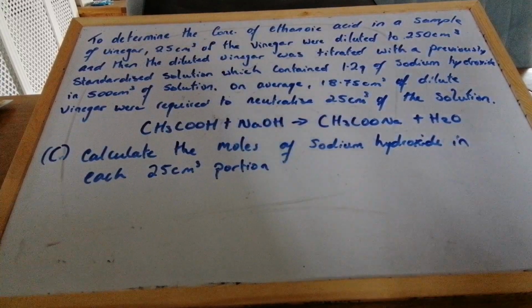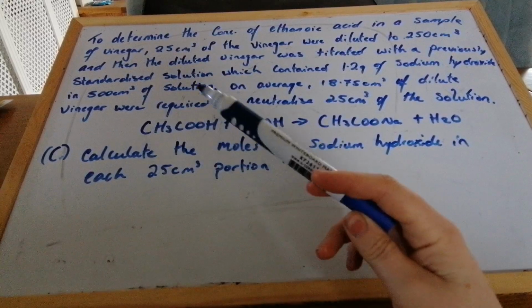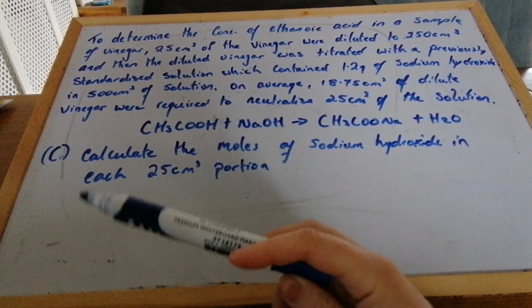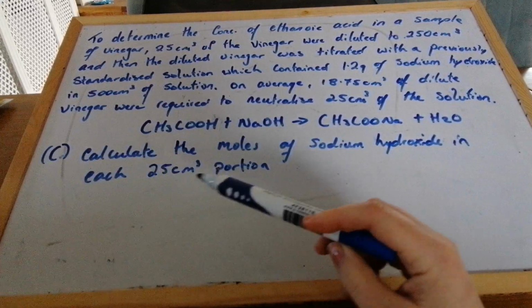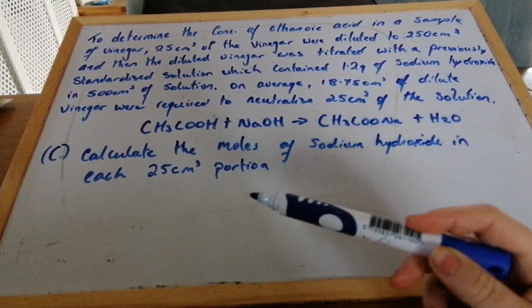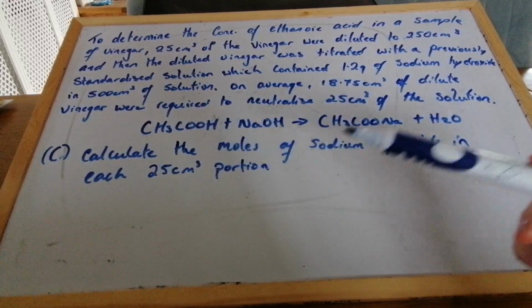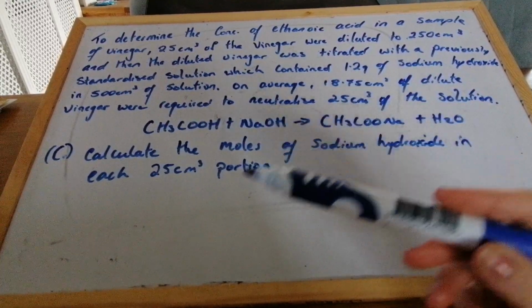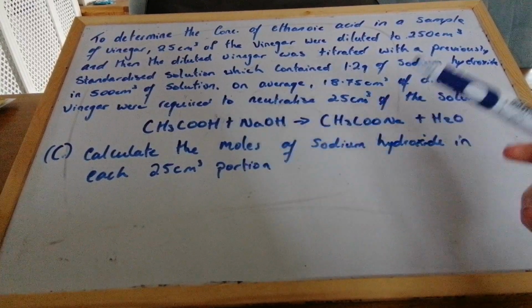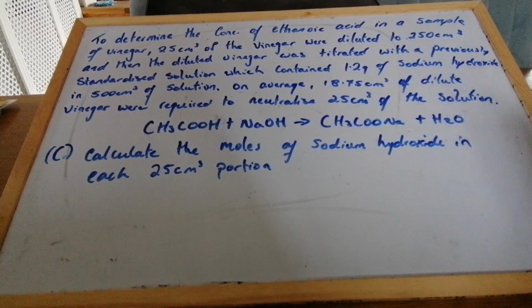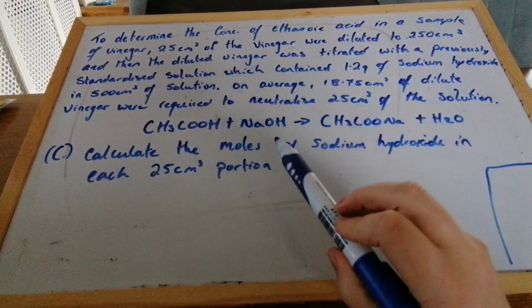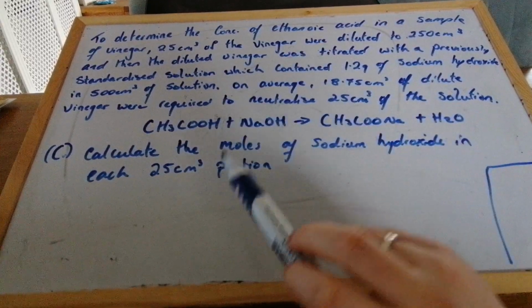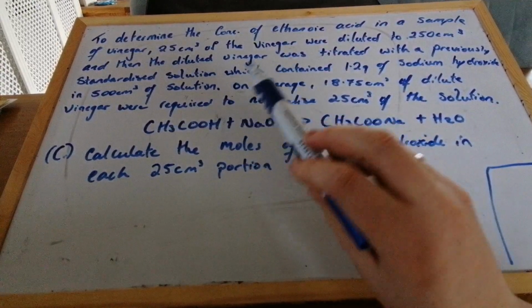Okay, now the first part of this, so parts A and B were theory questions, part C is the first part of the calculation. So part C, part 1: calculate the moles of sodium hydroxide in each 25 centimeter cubed portion. Before I look at these, one thing I'm going to say as a little side note: if the titration on vinegar comes up, the special part of this is the dilution.